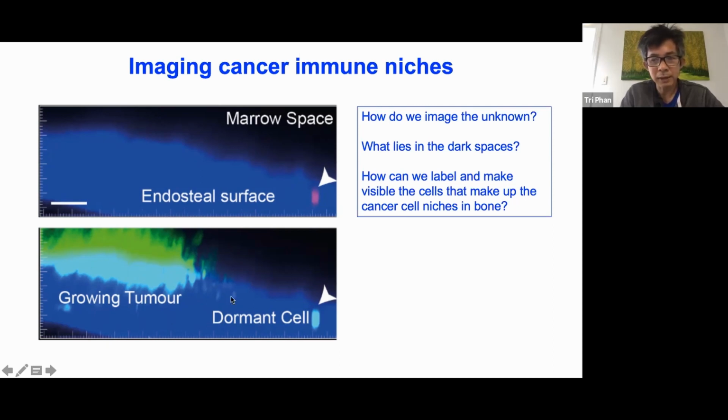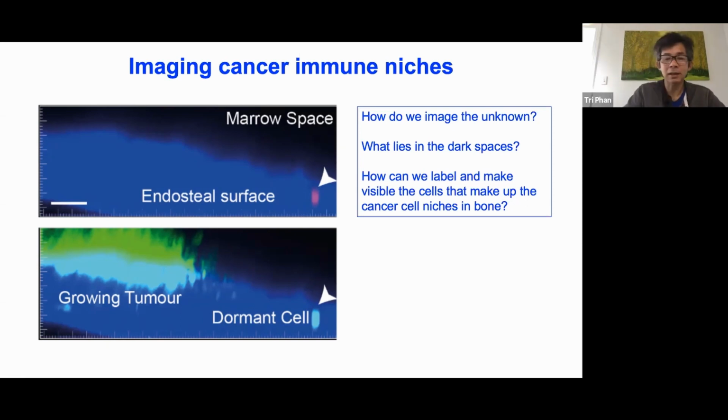The main point I want to make with this slide is, one, the dormant cell is sitting very close to a growing tumor cell, suggesting that the niche in which it resides is actually a very small, localized space, and obviously in time as well. But we don't know what's in the black here, and we don't know what makes up this dormant cancer cell niche. So not only do we not know what's in there, we don't know what to label to look in there.